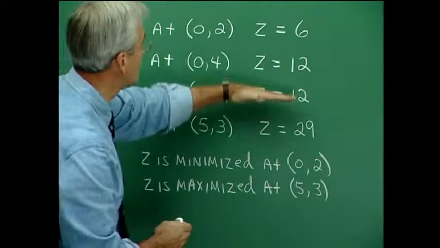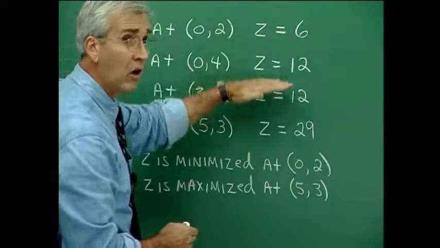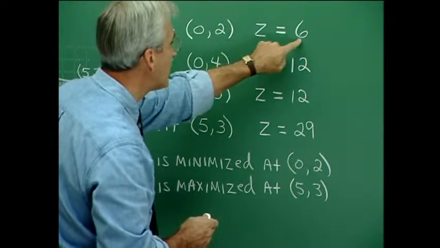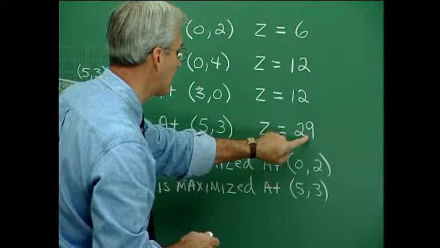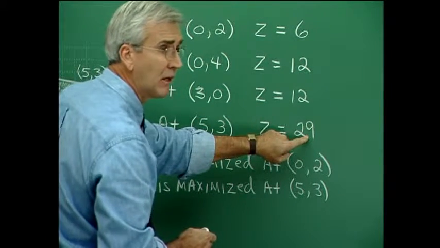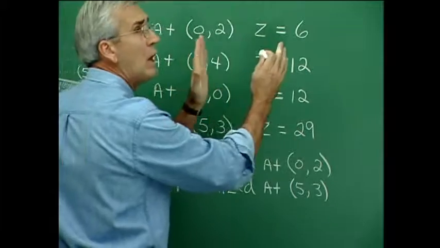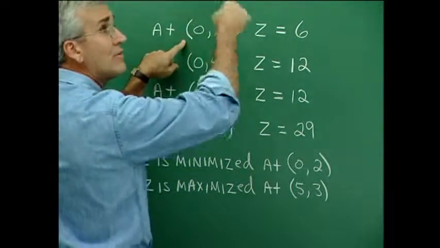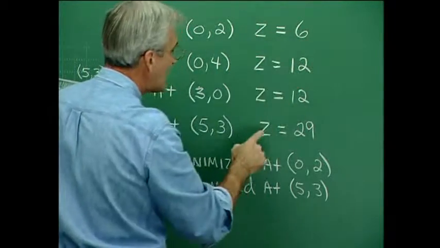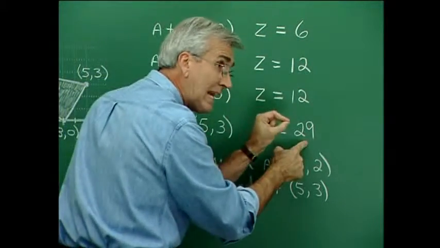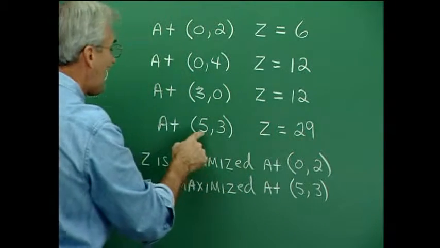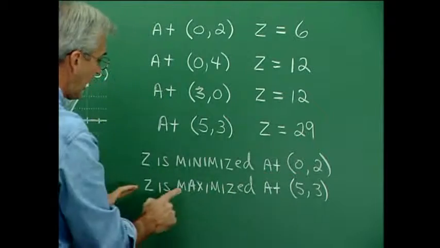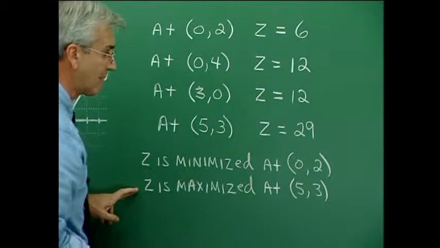So we look at this group of values that z has taken on at these vertex points, and it turns out that z is minimized at 6, maximized at 29. Actually, I shouldn't say z is minimized at 6. Actually, z is minimized at that point, and the value of z at that point is 6. And z has a maximum value of 29, and it takes on that value at the point (5, 3). So z is minimized at the point (0, 2) and maximized at the point (5, 3).